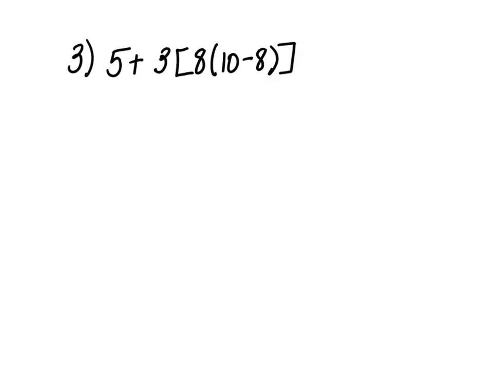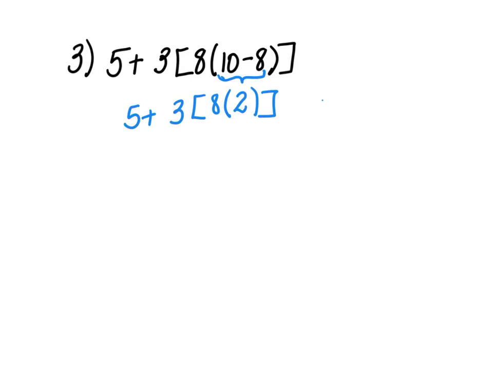Problem number 3. We have 5 plus 3 times, bracket, 8 times, parentheses, 10 minus 8. So notice that we have two grouping symbols here. We have a bracket and we have parentheses. So the first thing that you want to do is work on the inside grouping symbol first. So I'm going to calculate 10 minus 8, which is 2. Then I'm going to bring down the rest of the problem, just as it is, keeping the bracket and the parentheses. Now my problem is 5 plus 3 times 8 times 2.